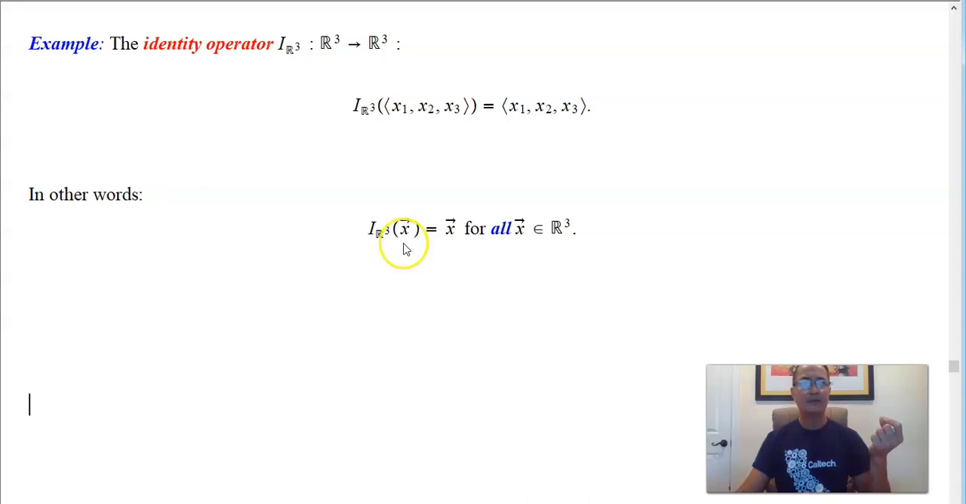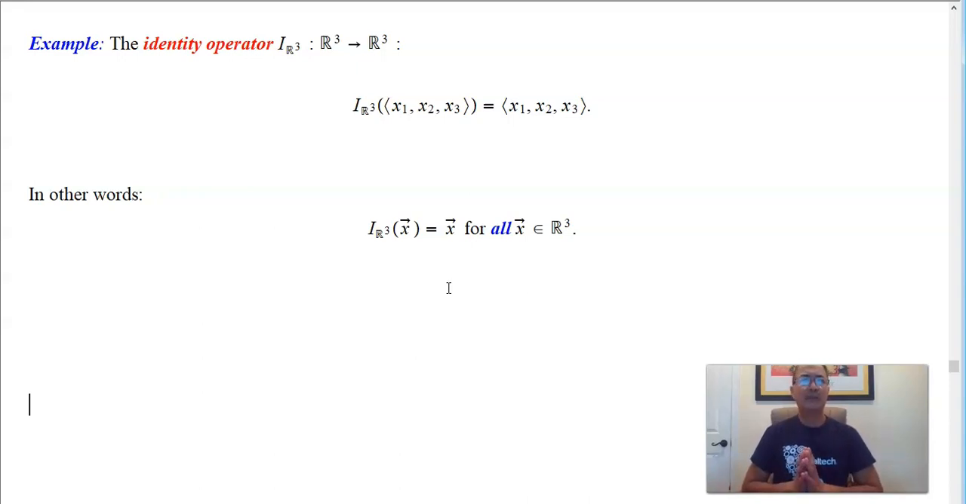I sub R3 of x is still x for all x in R3. So it doesn't do anything. Okay, it's not exactly a transformation, you might say. It doesn't transform anything, but we'll still call it a transformation.